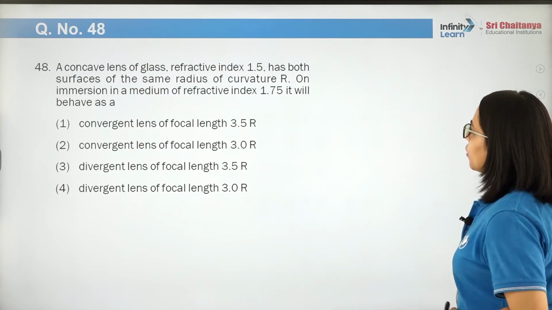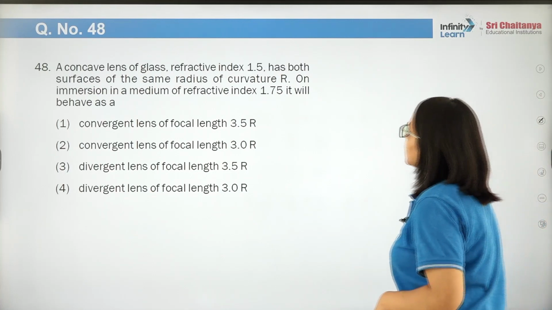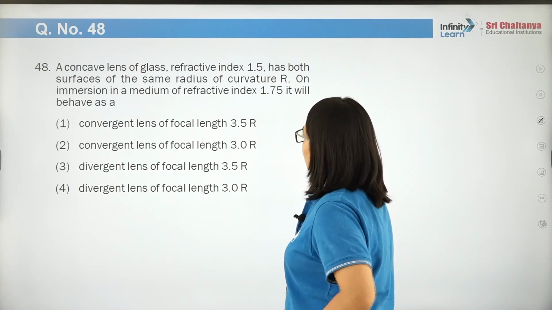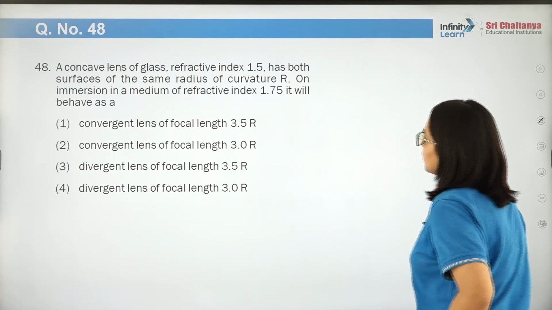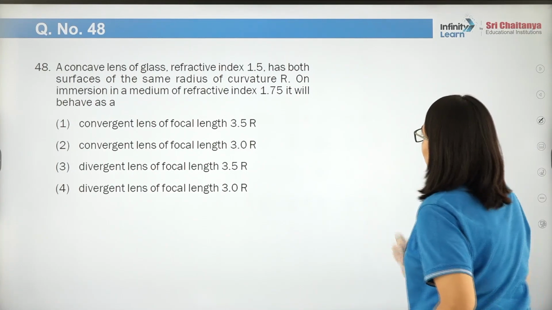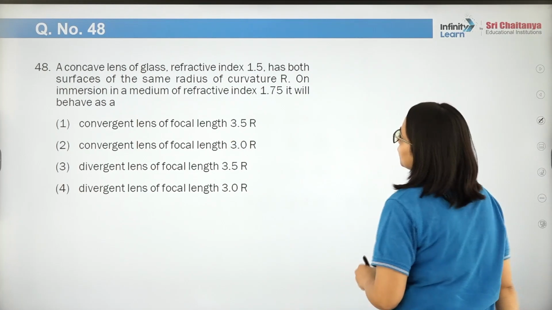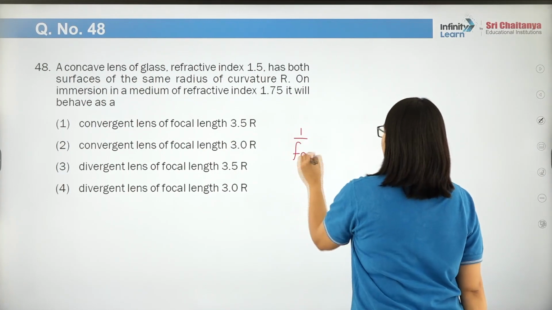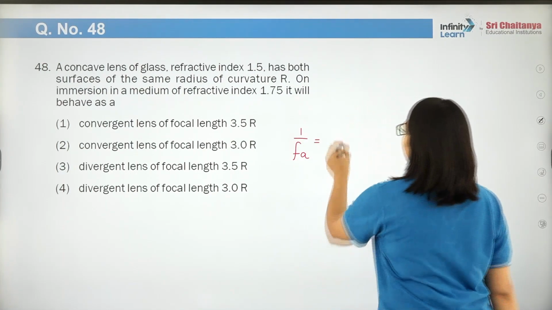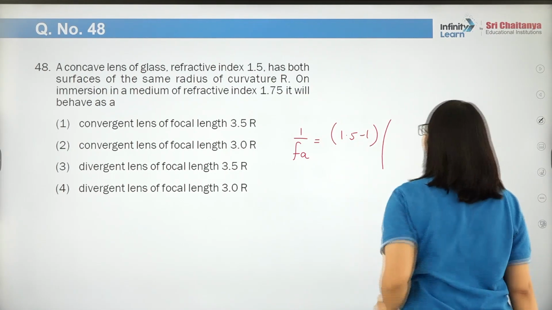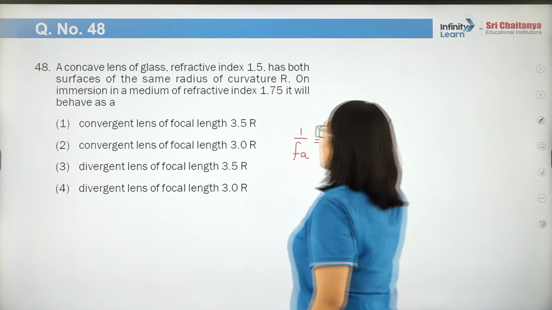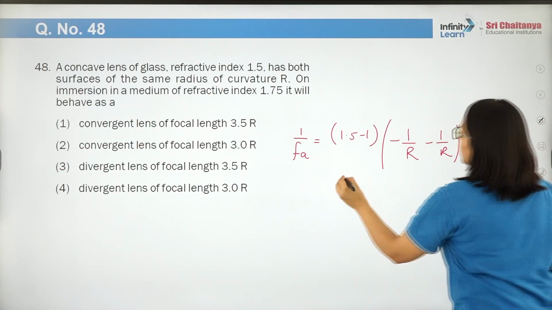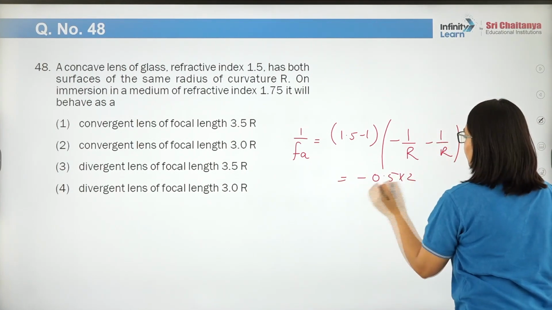Question number 48. A concave lens of glass of refractive index 1.5 has both surfaces of the same radius of curvature R. On immersion in a medium of refractive index 1.75, it will behave as what? Initially, when it is in air, it is a concave lens and its refractive index is 1.5. So 1 upon focal length in air is (mu minus 1), which is (1.5 minus 1) into (first radius of curvature R1, which will be negative) so it is minus 1 upon R minus 1 upon R. So this will be 0.5 into minus 2 upon R.